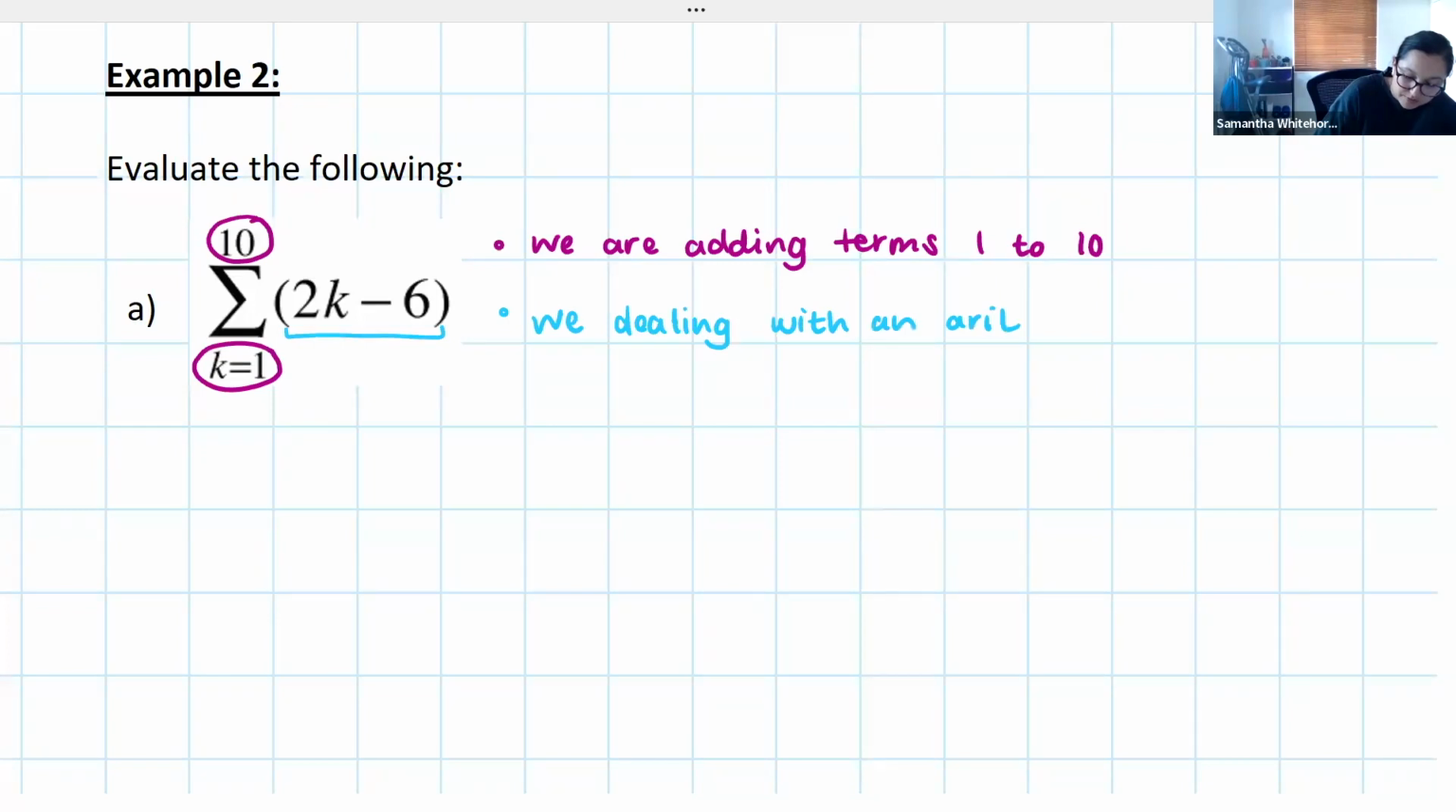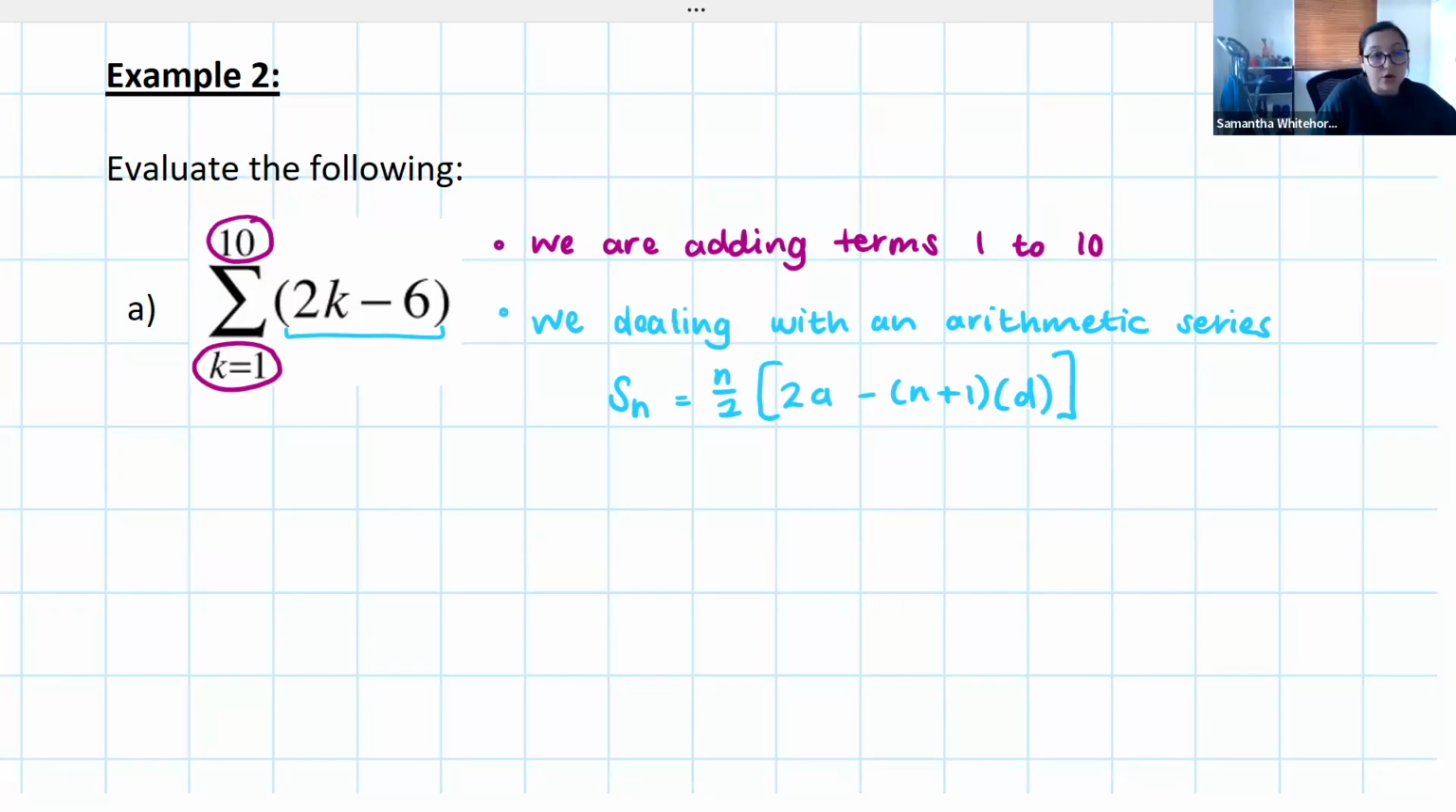You want to say arithmetic rather, that's obviously absolutely fine. Now, the reason we have to know what type of series we're working with is because that will then determine the sum formula that we use. So remember, the sum formula of an arithmetic series is Sn equals n over 2, (2a + (n - 1) times the difference).